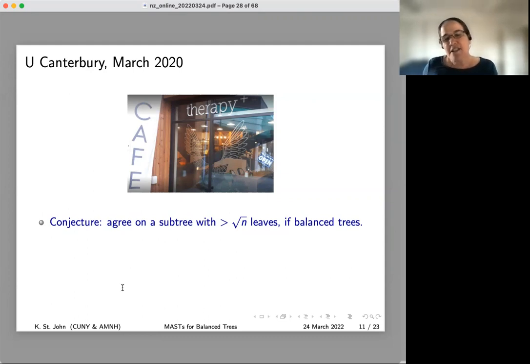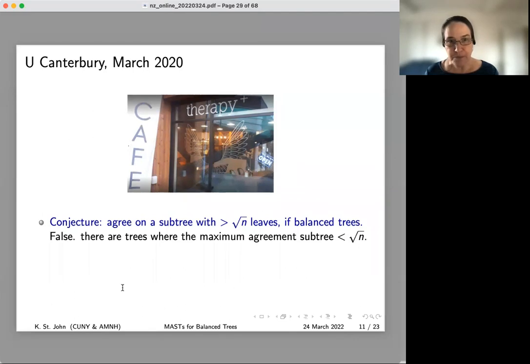And so we were looking at this conjecture. If I give you two balanced trees, do they agree on at least square root of n leaves? And it turns out it's false, which was really surprising. And I'll give more details. I just wanted to give the travel log of how we ended up here.